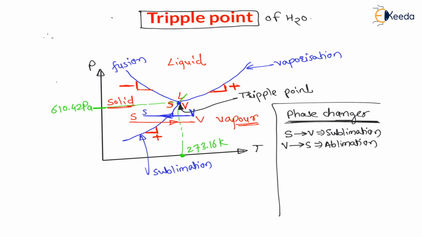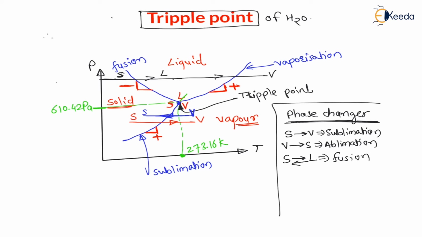Now next, if any substance is heated at a pressure more than the triple point pressure, let us say the pressure is somewhere here, right? Now if any substance is heated at a pressure more than the triple point pressure, then solid will convert into liquid first and then liquid will convert into vapor, right? This will be the order of phase change. Now here, the conversion of solid into liquid or the conversion of liquid into solid, such a type of phase change is called fusion.